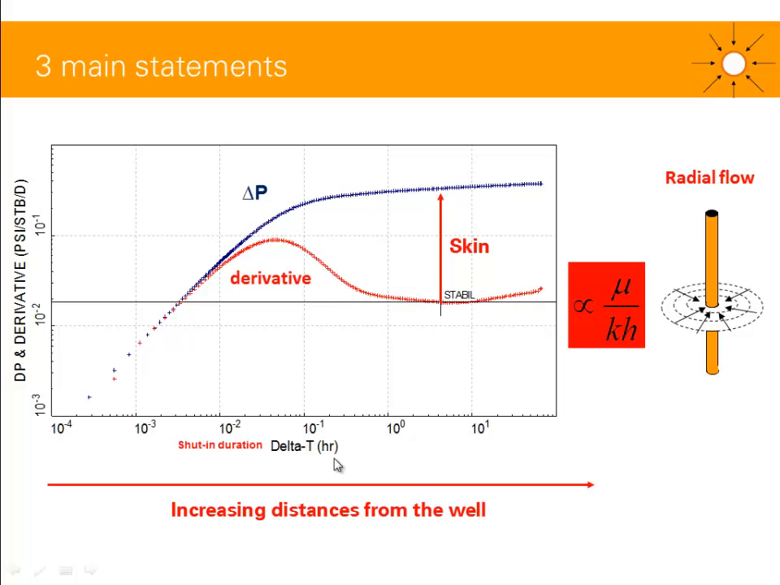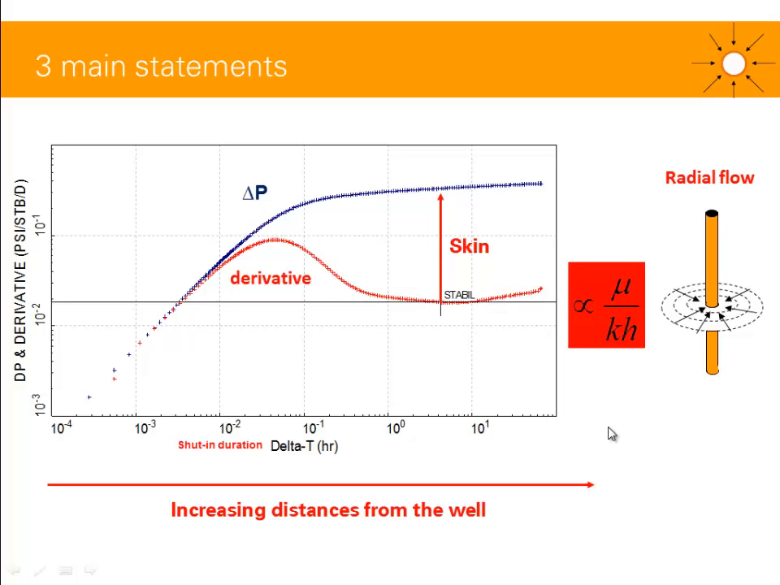Okay, so as delta T increases, you're looking further away in the reservoir, and you will expect radial flow regime with a stabilization, so circular flow towards the well. And at large delta T, you're looking even further away from the well, and what you might expect is boundaries. And a boundary will be represented by an increase in your derivative at late time.